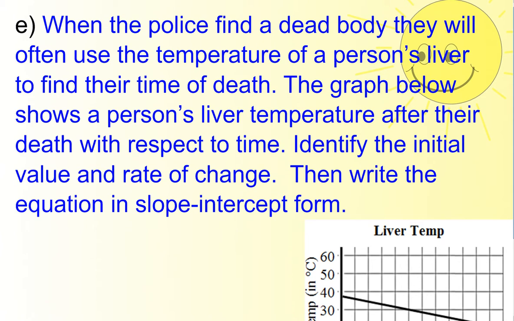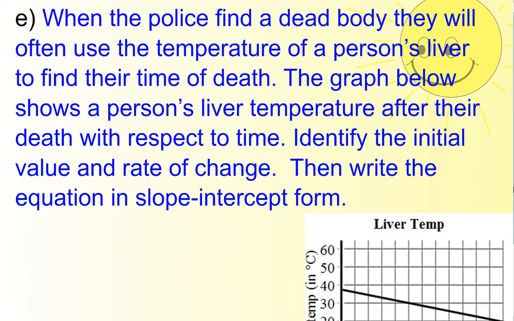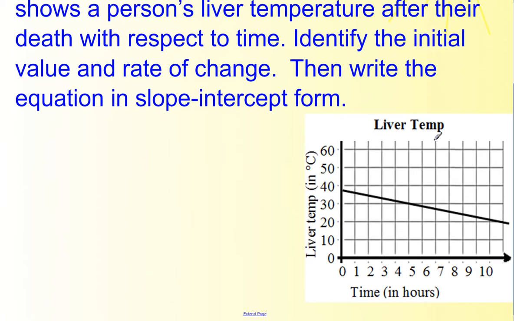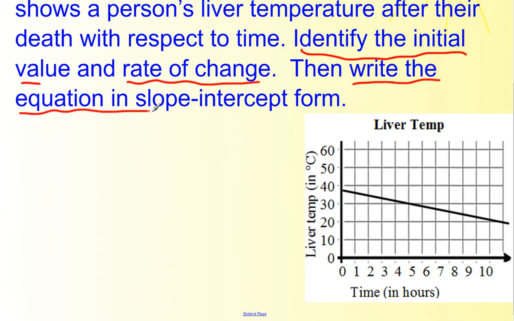Letter E. When the police find a dead body, they will often use the temperature of a person's liver to find their time of death. The graph below shows a person's liver temperature after their death with respect to time. Identify the initial value and rate of change. Then write the equation in slope-intercept form. Okay, so verbs. Identify the initial value and the rate of change. Write the equation in slope-intercept form. There are 3 things they want you to do.